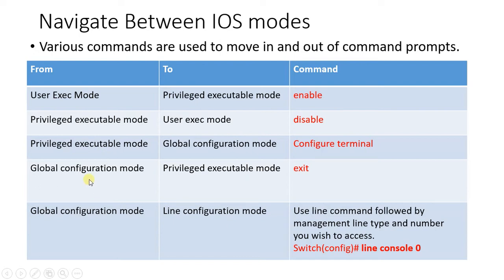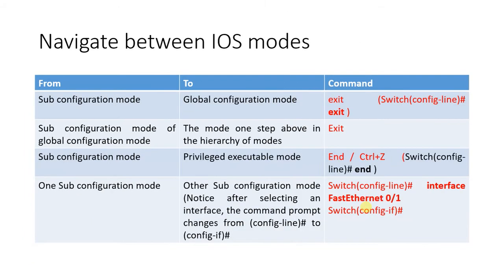After that, from global configuration mode, if you want to go back, we can use exit. If you go back from any IOS mode, we can use the exit command. Now from global configuration mode, if you want to move to line configuration mode, you have to type line console 0 if you are using the console port, or line vty if you are using a virtual terminal. So for moving from global configuration to line configuration mode, we generally use the line command.